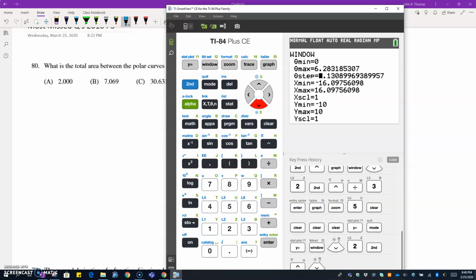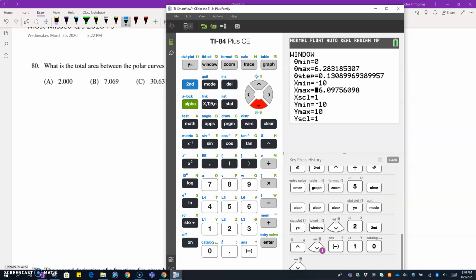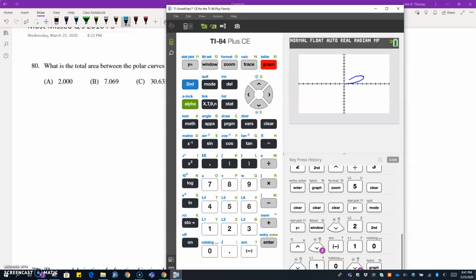I would go down here to step, and I'm going to leave where it's at. I'm going to go negative 10 to 10, and I'll leave the other one the same. Now, at this point, if I hit graph, I'm going to see the red curve and the blue curve show up. And this was not super telling for me when I looked at it.